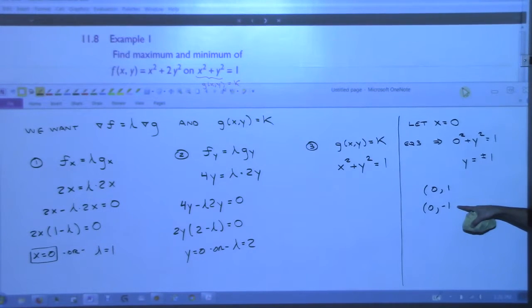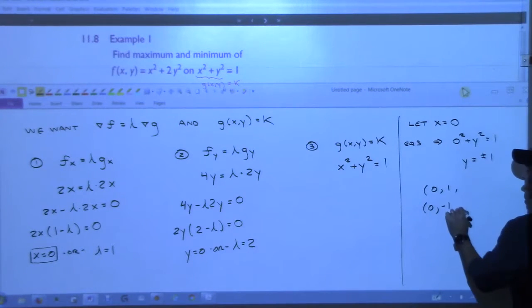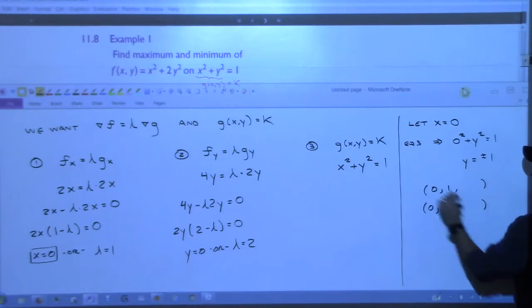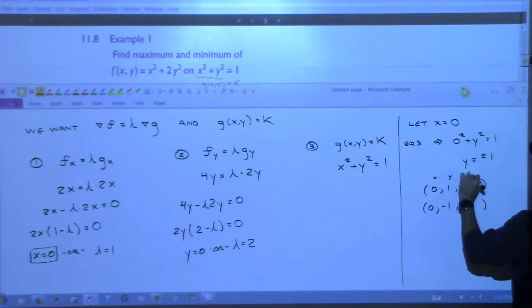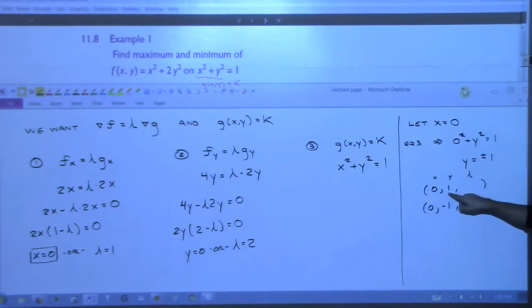Well, you don't need lambda for your final answer, but we're going to get into a habit of finding all of them, x, y, and lambda. So let's figure out what would happen in each of these cases. Remember, this is x, this is y, this is lambda. So let's say if x is 0, y is 1, what does lambda have to be? And where are you going to get that from?